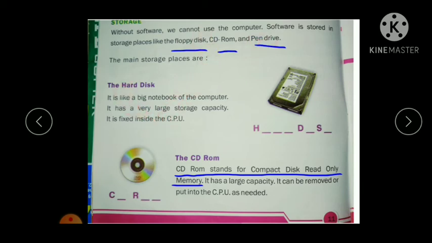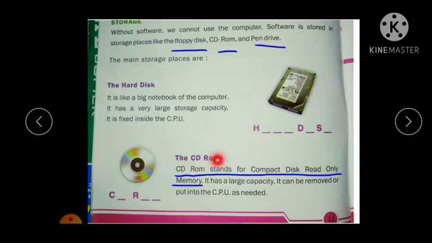Hard disk. It is like a big notebook of the computer. It has a very large storage capacity, and it is fixed inside the CPU. So this is our hard disk. Write the spelling here. Inside the CPU you can see this hard disk.